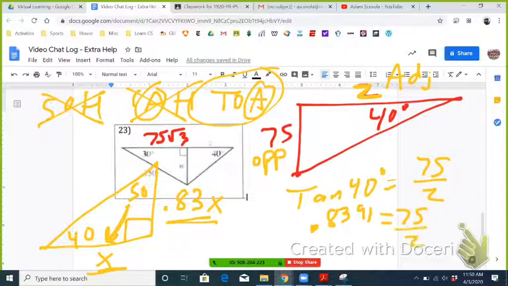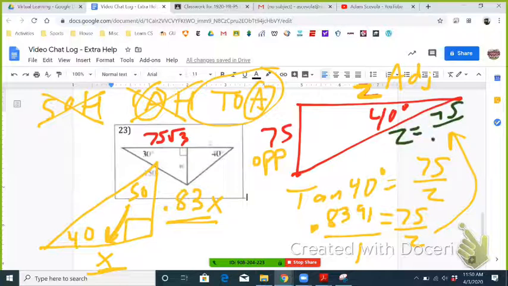So then we have to cross multiply, and when you cross multiply, you get that Z is equal to 75 over 0.8391. If you type that in a calculator, or just do 75 divided by the tangent of 40, that works too. You get that side Z should be about 89.4.